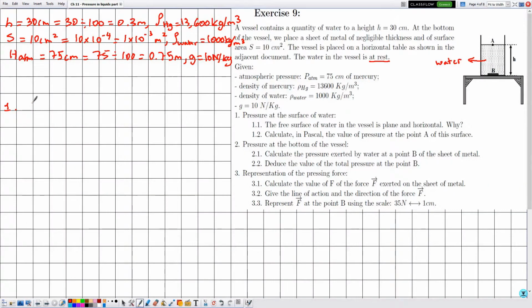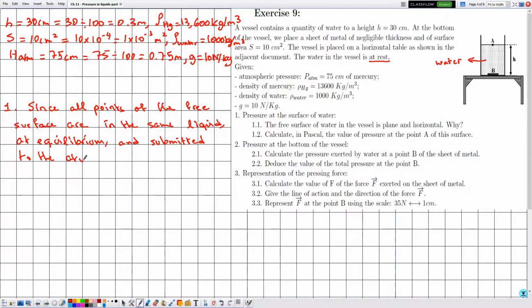So let's say since all points of the free surface are in the same liquid, at equilibrium, and submitted to the same pressure, let's say submitted to the atmospheric pressure, then the free surface of water in the vessel is plane and horizontal.